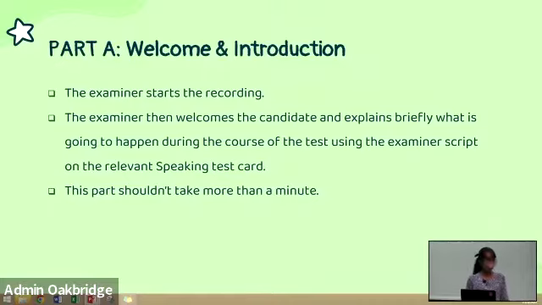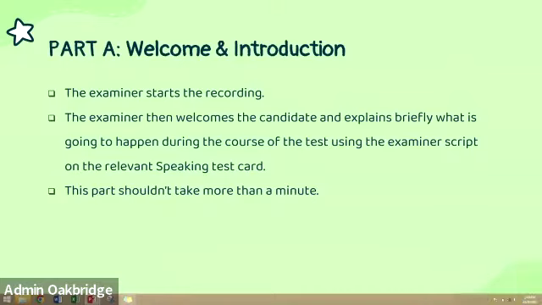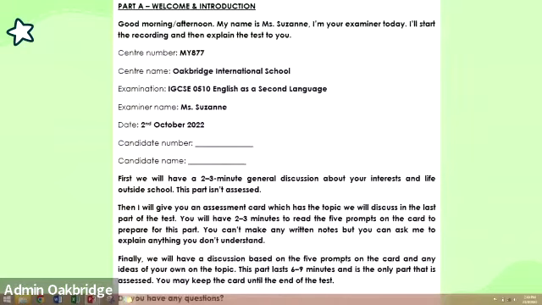The examiner will welcome the candidates and explain briefly what is going to happen during the course of the test, using the examiner's script on the relevant speaking test part. A script is actually given for the examiner already. I'll show you the script later. This part will not be more than a minute. Only on a very rare occasion will it take about 1 minute. And this is how it looks. This is the script in part A.